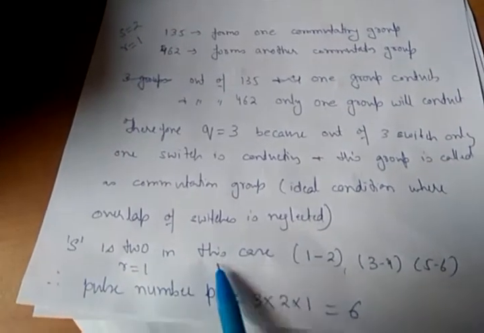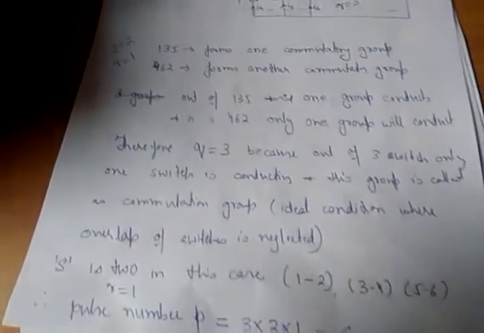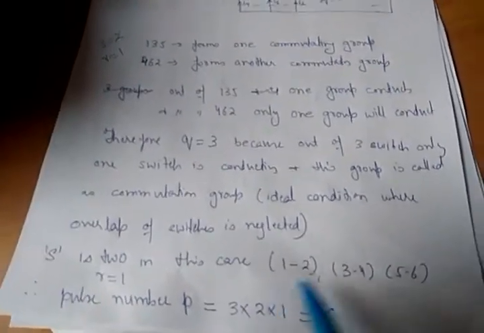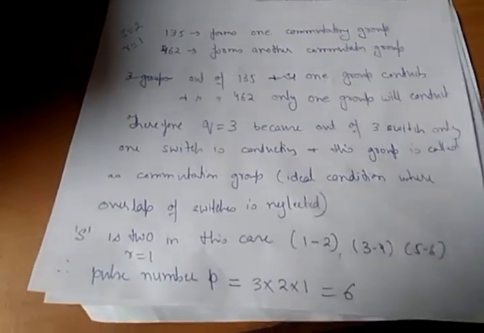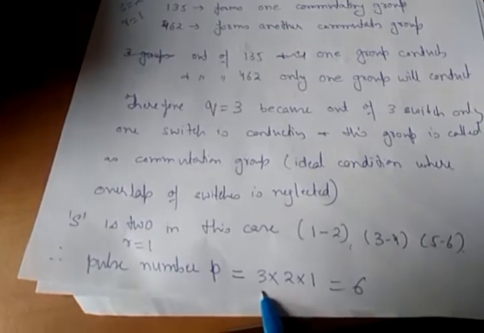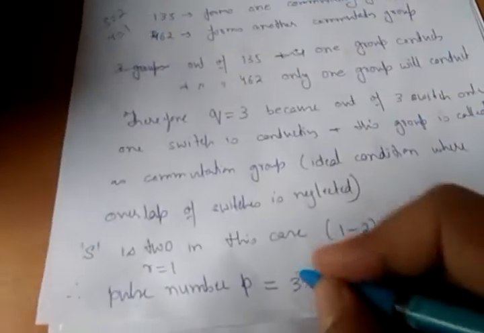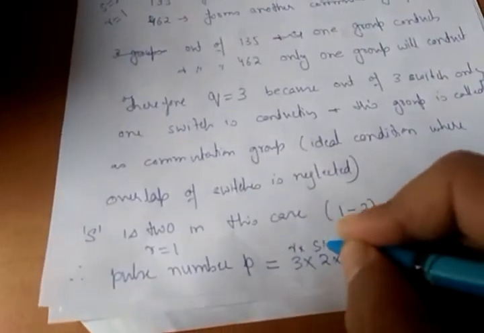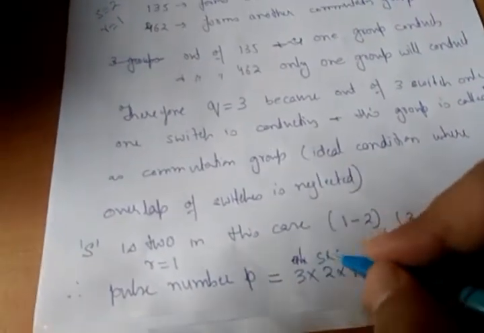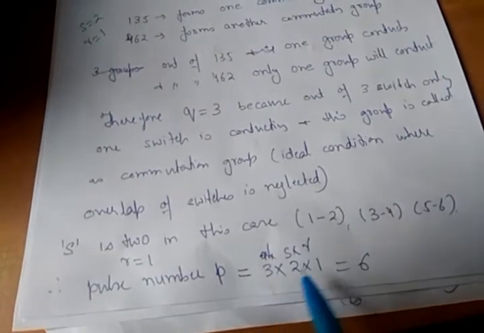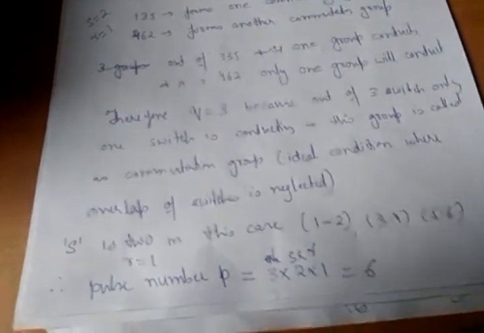Pulse number will be given by, so S is 2, and in this case S will form the pair 1 2, 4 3, 4 and 5 6. R is equal to 1. So the pulse number P will be equal to 3 multiplied by R multiplied by S multiplied by Q multiplied by S multiplied by R. So 3 2s are 6, 6 1s are 6. So 6 is the pulse number.